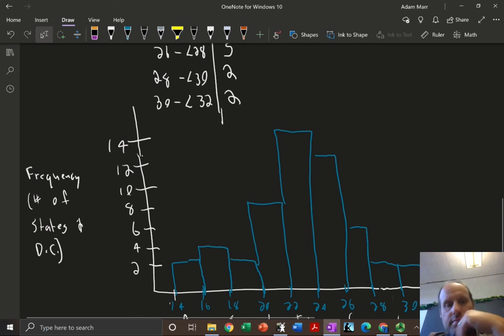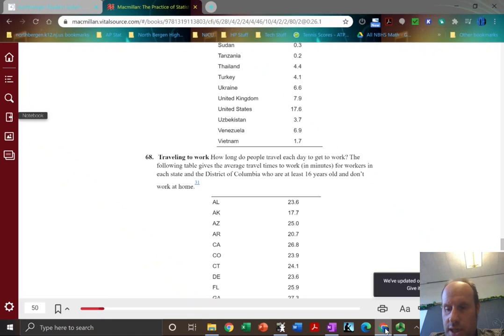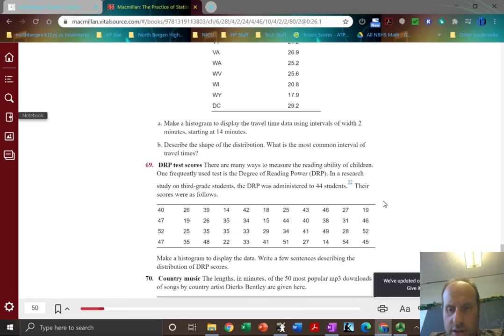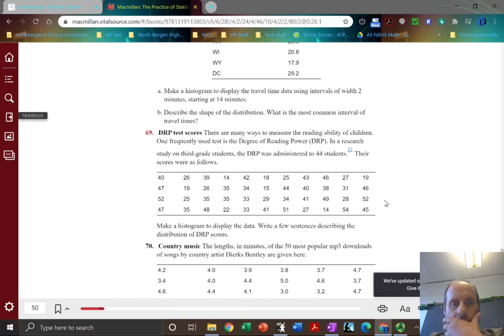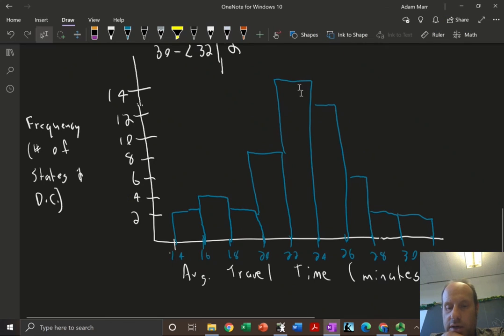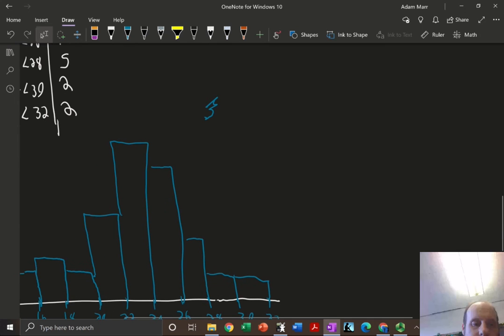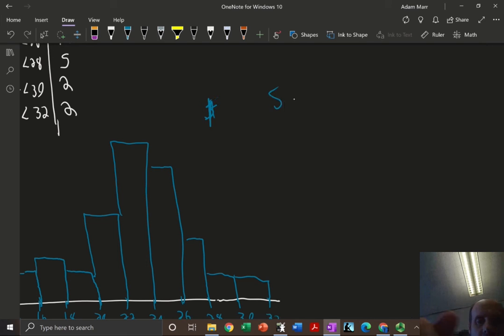Let's see what the book actually says if they want to describe it. Yep, so that's everything. Oh, here we go. It says make a histogram. We did that. Describe the shape of the distribution. What is the most common interval of travel times? So again, remember it's shape, outliers, center, and spread.